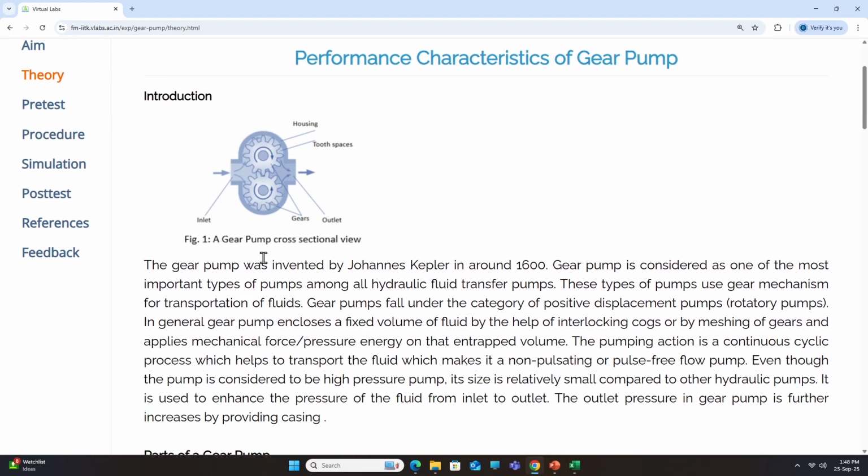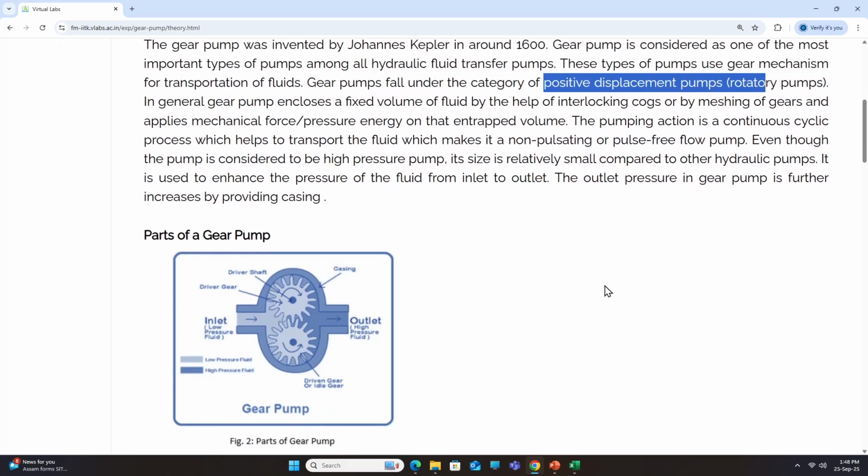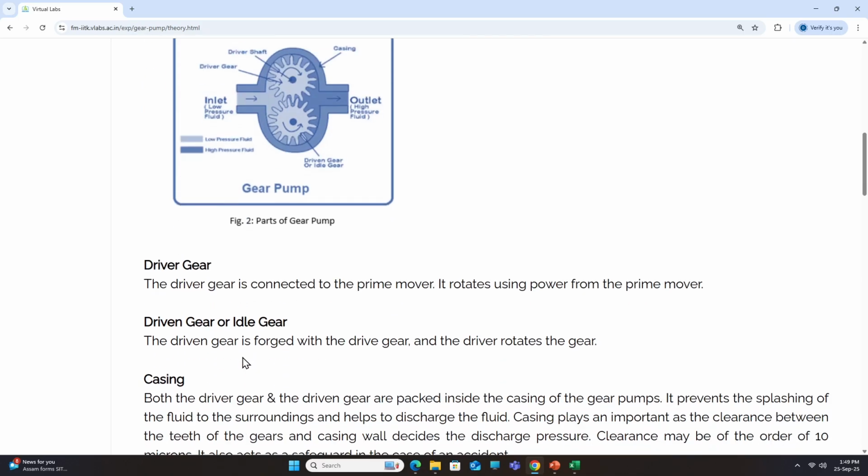There are kinds of gear pump. In a gear pump cross-sectional view, from one side the inlet is here, the fluid is coming, and the gear will rotate to make the fluid pass through this periphery and go to the outlet side. This was already invented in the year 1600, but a lot of updates kept coming. It is considered one of the most important positive displacement pumps, that is, the rotary pump. In general, it encloses a fixed volume of fluid with the help of interlocking cogs or meshing of gears that applies mechanical force and pressure. Parts of a gear pump are a driver gear, a driven gear, and a casing.